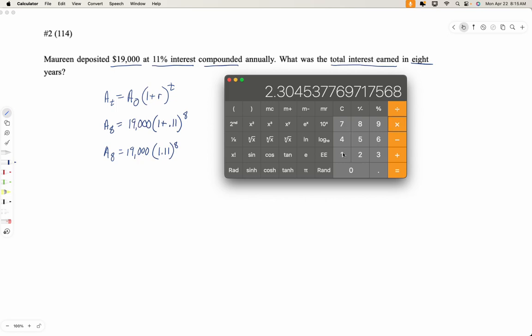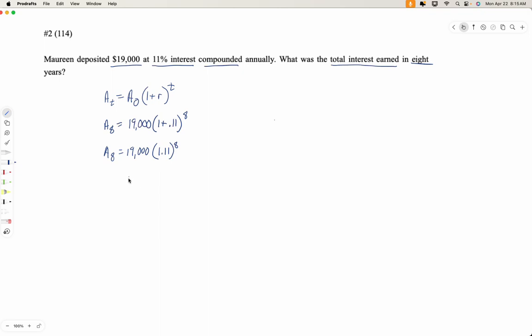So times 19123. We have $43,786, and then we round this to cents, so that'd be 22. So 43786.22. And that is the amount in 8 years that she would have.